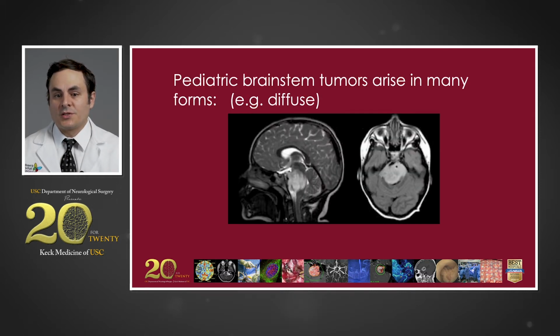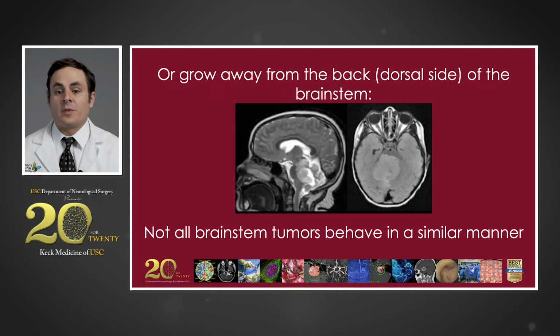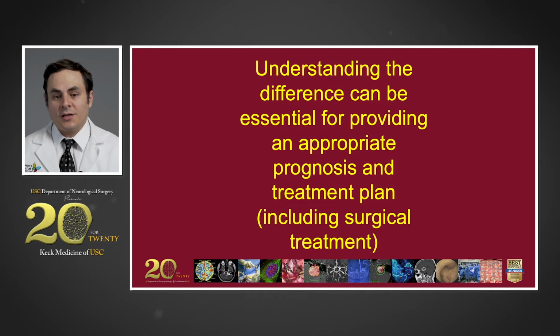Pediatric brainstem tumors arise in many forms. For example, the images you're seeing here represent a diffuse tumor. However, these tumors can also appear very circumscribed, and furthermore, they can grow away from the back, the dorsal side of the brainstem, as in this dorsal exophytic tumor seen here. Not all brainstem tumors behave in a similar way. Understanding the difference between these types is essential for providing an appropriate prognosis and an appropriate treatment plan, including surgical treatment when necessary.